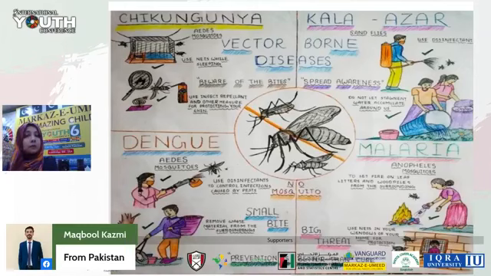And then we talk about vector-borne diseases. So we have different vector-borne diseases like chikungunya, kala-azar, dengue, malaria. These are some vector-borne diseases, but these are the most major vector-borne diseases which affect many people in affected areas.